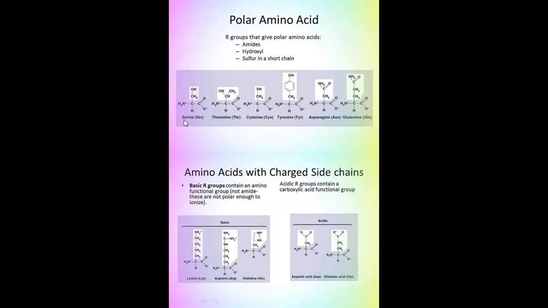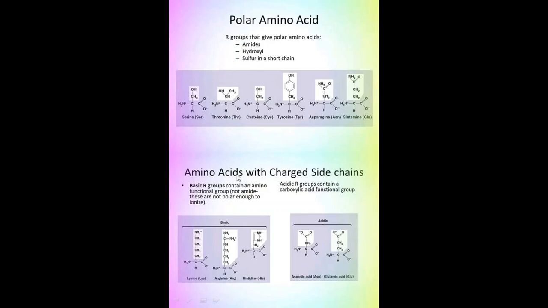For example, serine has a hydroxy group as part of the side chain. Threonine has a hydroxy as part of the side chain. Cysteine has a sulfhydryl group as part of the side chain. Tyrosine has a hydroxy as part of the side chain, and asparagine has an amide group as part of the side chain, and also glutamine. So these 3 groups present in the side chains of amino acids make them polar.